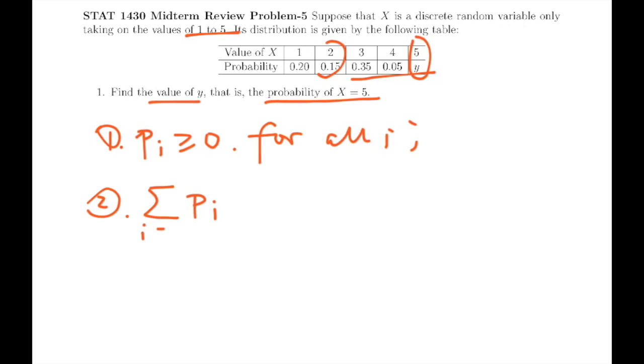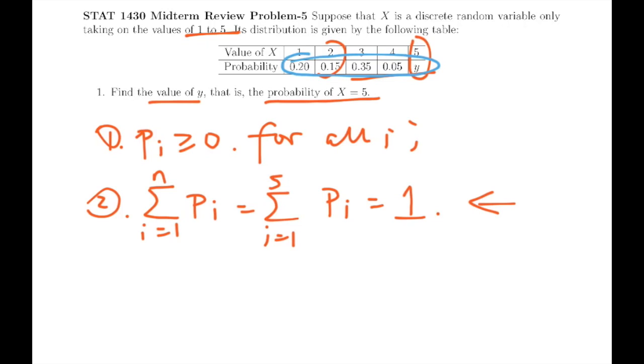if we sum all the probabilities, that is, the sum of p_i from i equal to 1 to n, and here we have n equal to 5 because we only have 5 different values, we must have the sum equal to 1. So here we're going to use the second criterion to do this problem. Then we know that the sum of all the probabilities must equal 1.